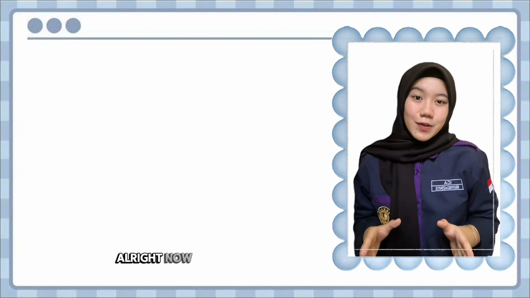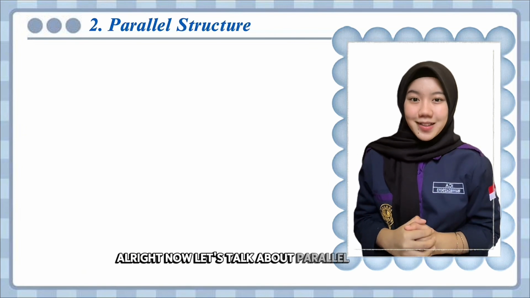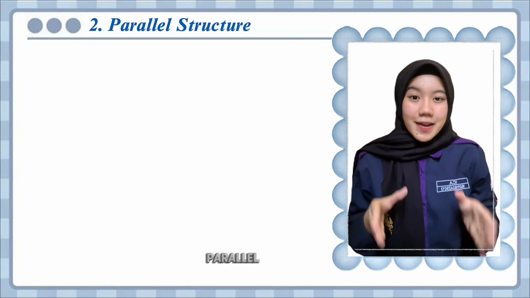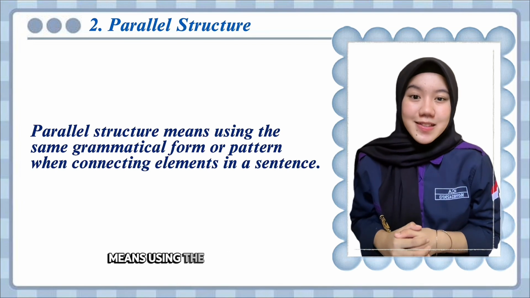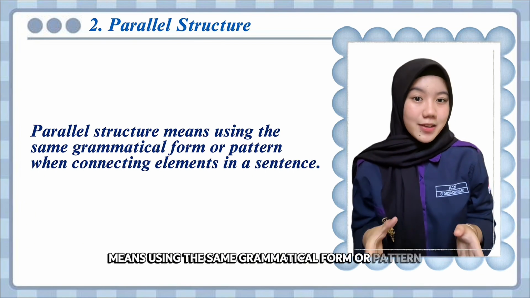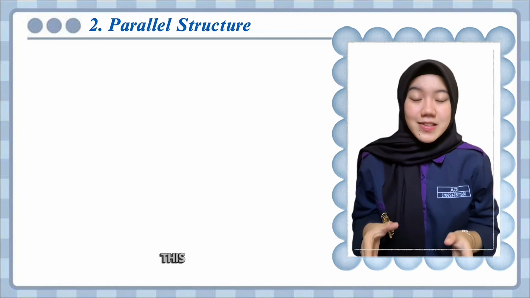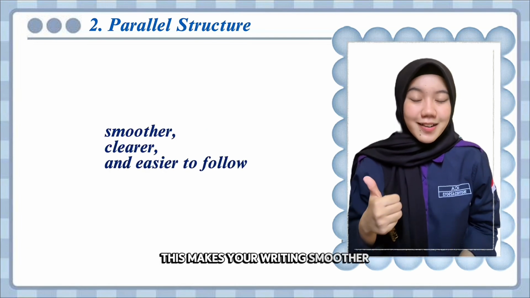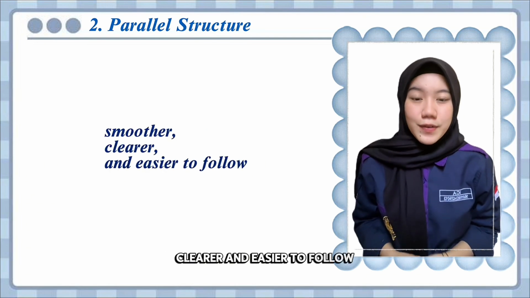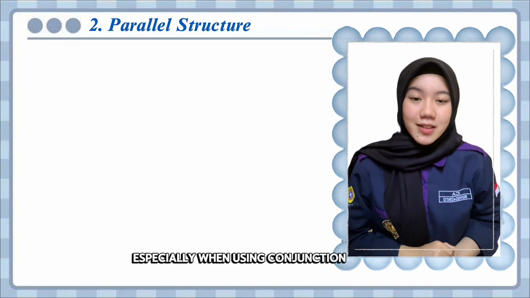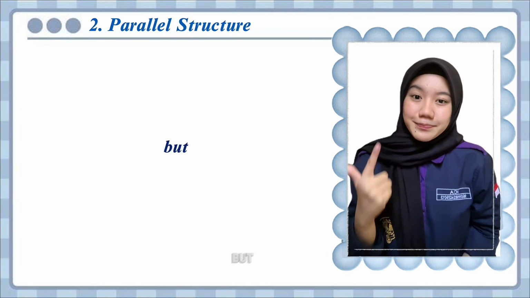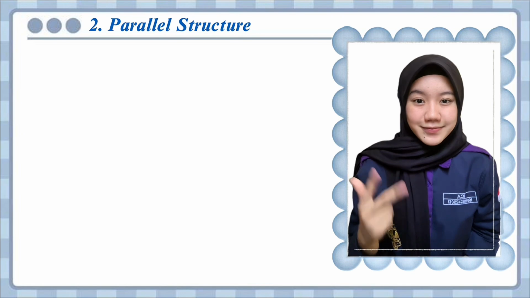Alright, now let's talk about parallel structure. Parallel structure means using the same grammatical form or pattern when connecting elements in a sentence. This makes your writing smoother, clearer, and easier to follow, especially when using conjunctions like and, but, and or.